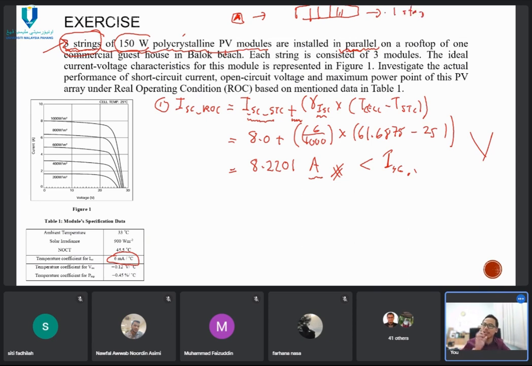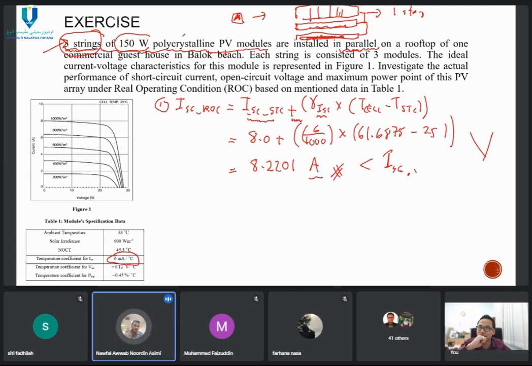So, when they say 3 strings connected in parallel, I mean there are 3 strings connected in parallel. This is the meaning of that. In the end it becomes an array.